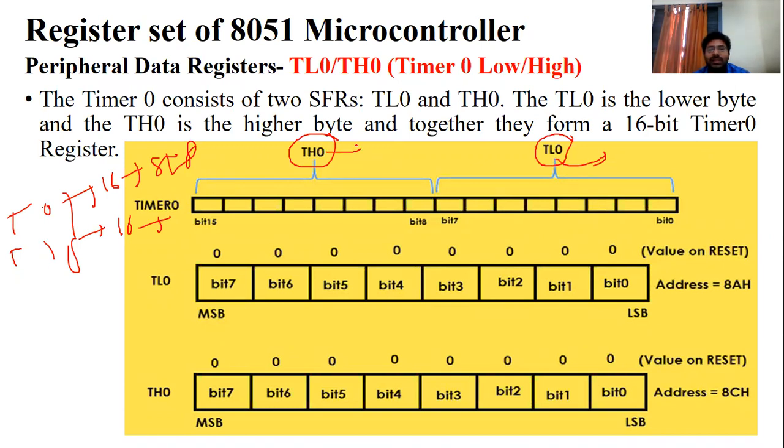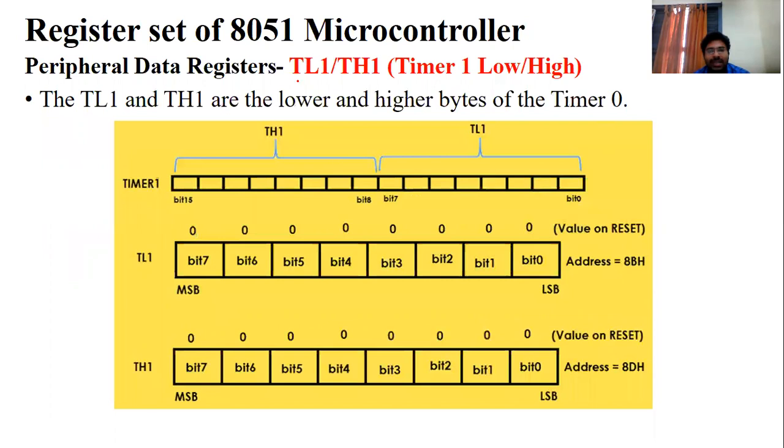The 0 indicates register 0. This is a 16-bit register, divided into 8 bits each: timer register 0 lower order 8 bits and higher order 8 bits. Similarly, we have timer register 1, which is also a 16-bit register. You divide it into timer register 1 lower order 8 bits and timer register 1 higher order 8 bits.